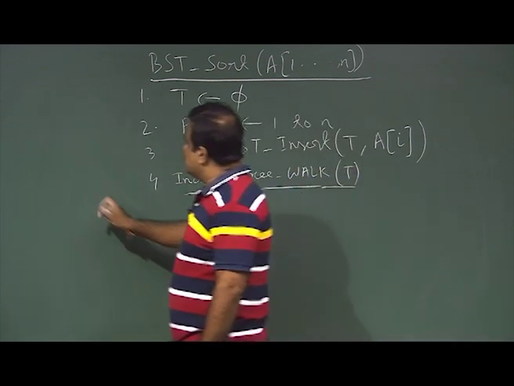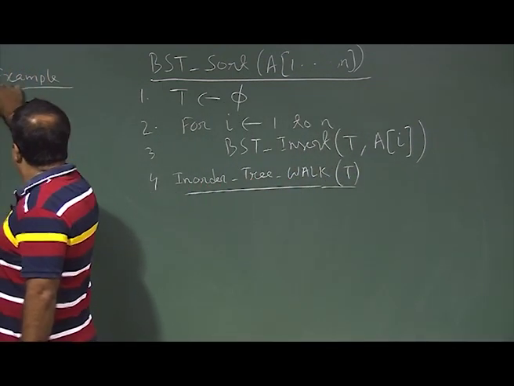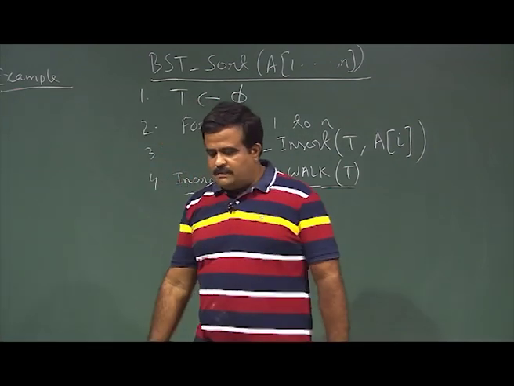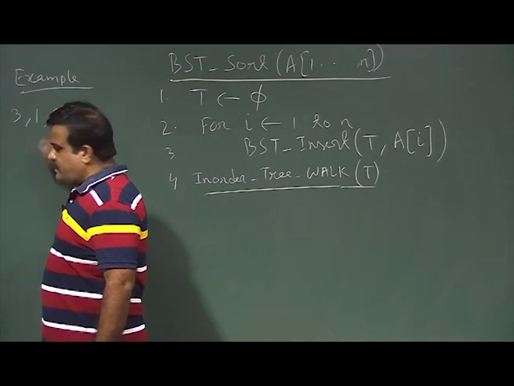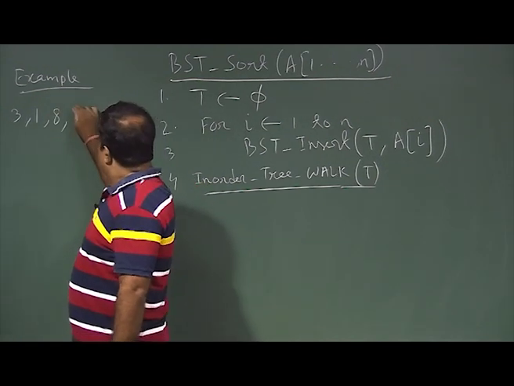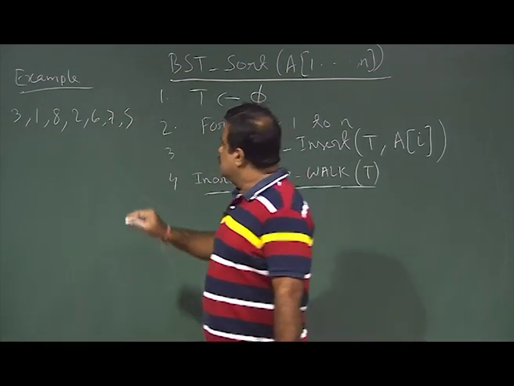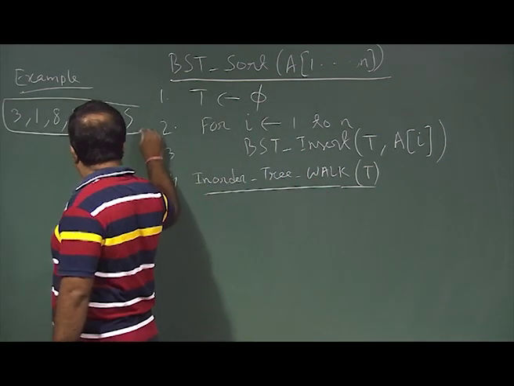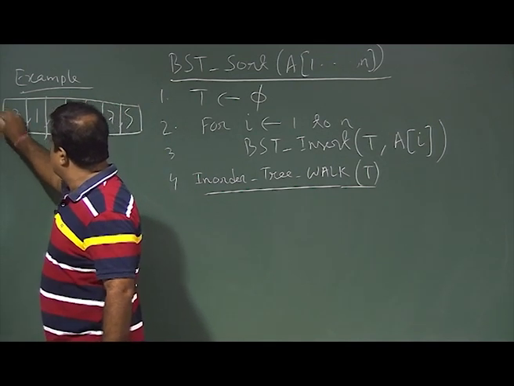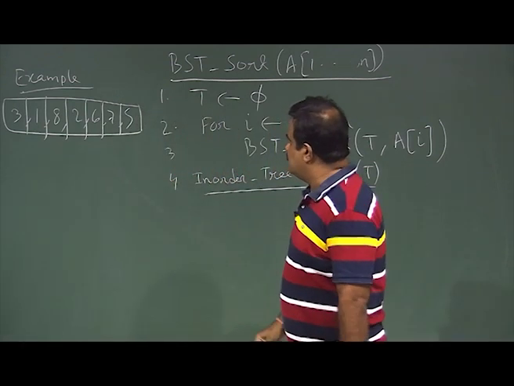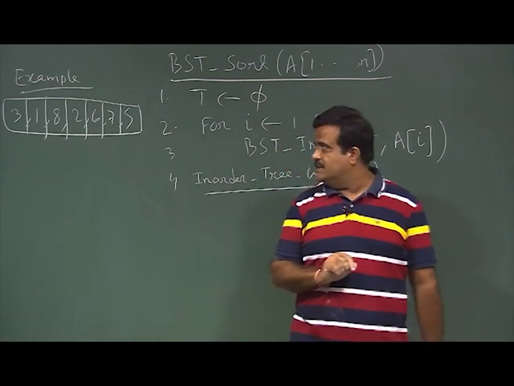So let us take an example. Suppose we have some numbers, say 3, 1, 8, 2, 6, 7, 5. Suppose this is our array A. These are our given numbers. How many numbers are there? 1, 2, 3, 4, 5, 6, 7. There are 7 numbers given.